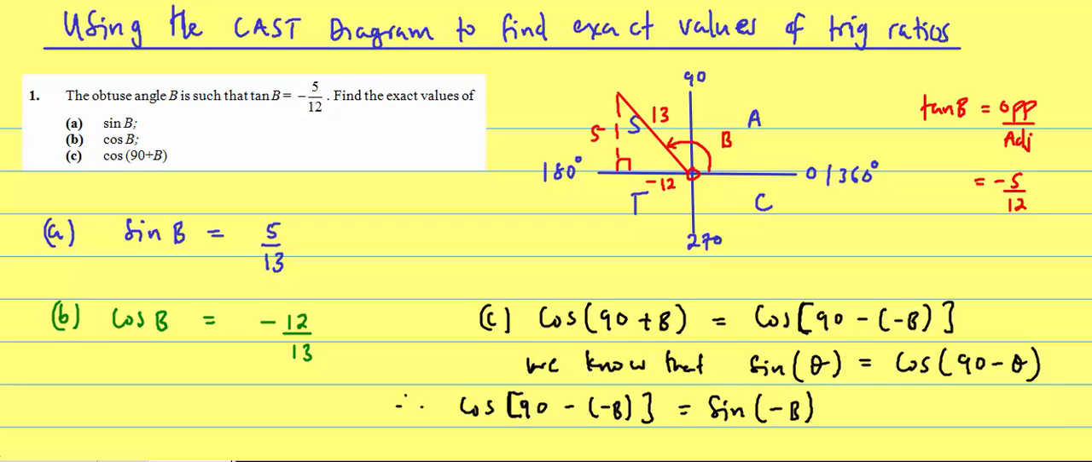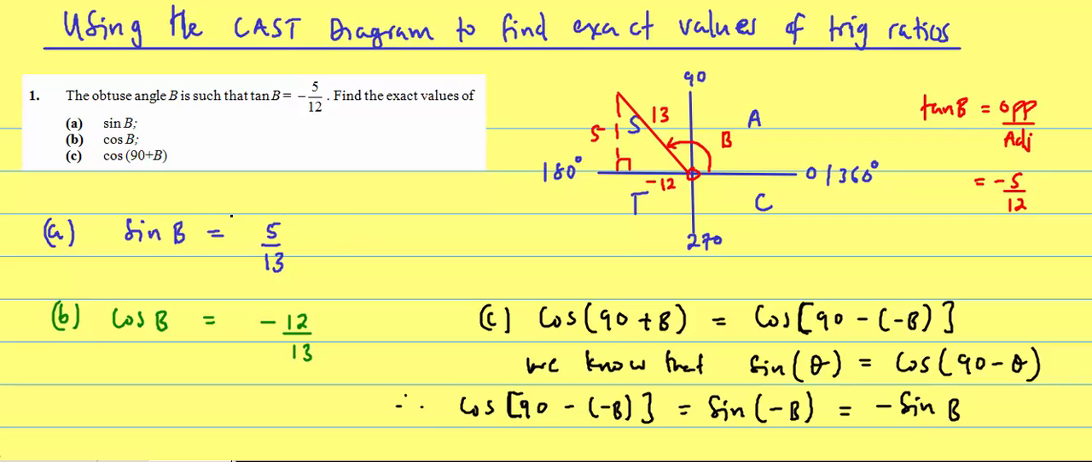It is complementary, you can see. If I say 90 minus B plus minus B, that is going to give us 90 degrees. So this here, from the knowledge of the graph of sine theta, we know it's going to be equal to the negative sine of that positive angle.